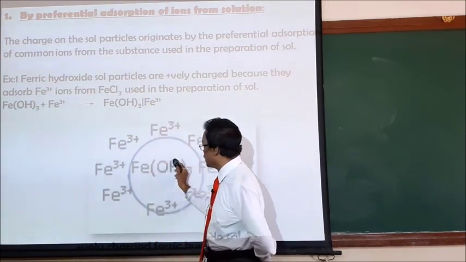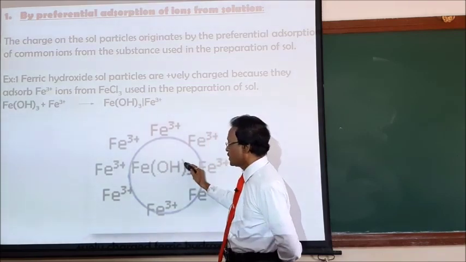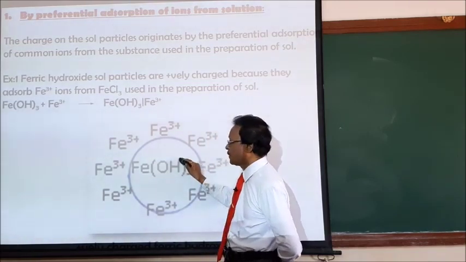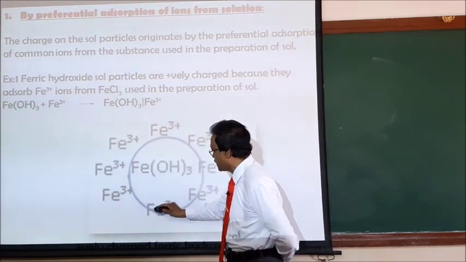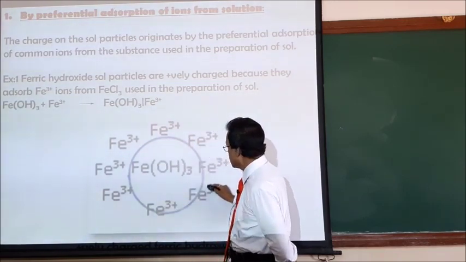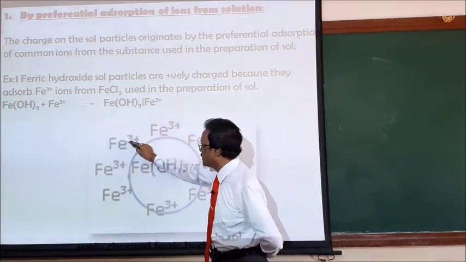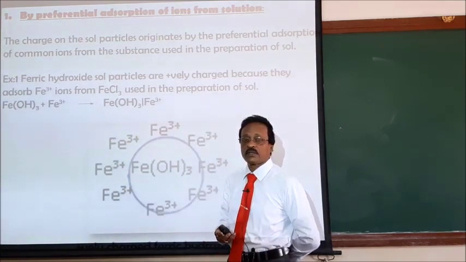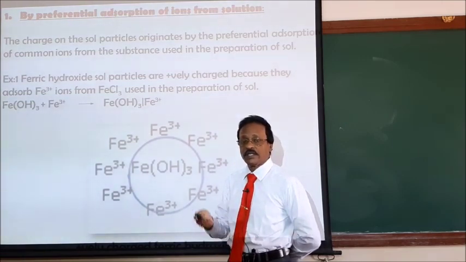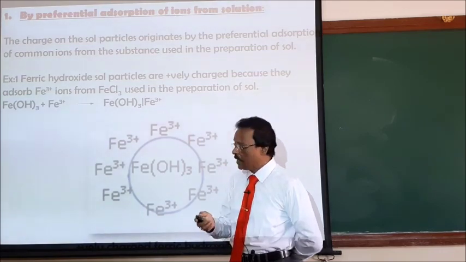Look at this, the ferric hydroxide is a particle. On the surface of it, adsorption takes place. It adsorbs the common Fe3+ ions, so ferric hydroxide is positively charged. How do the colloidal particles gain the charges? They gain the charges by preferential adsorption of common ions present in the dispersion medium. I will give another example.